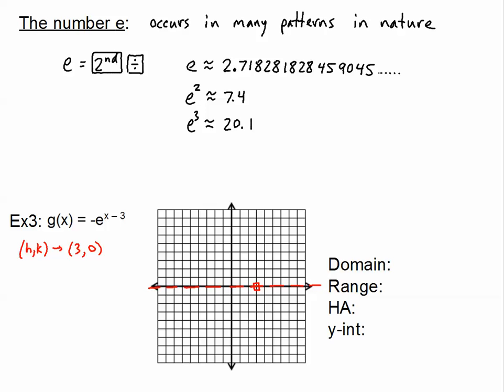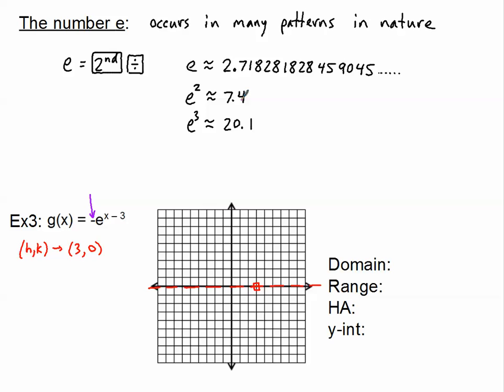And now there's two other things I need to worry about. I do have this negative sign. Now that's the negative sign in front of the entire function. So that's going to flip upside down. So we're actually going to have the values be below the horizontal asymptote. And the other thing I need to worry about is that we are talking about base e, so I need these numbers, 2.7 and 7.4.